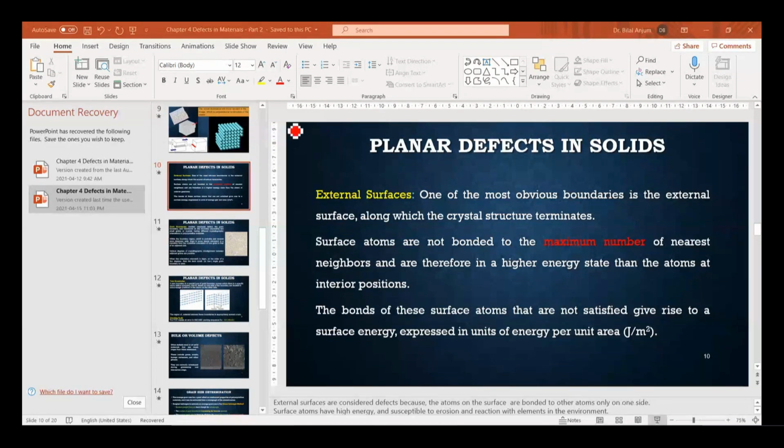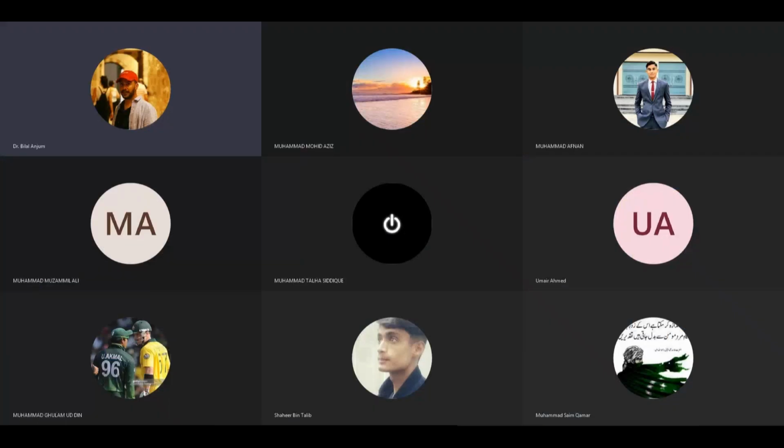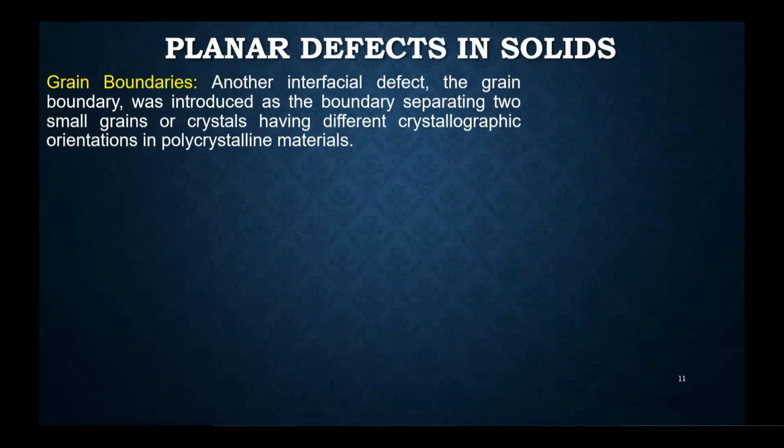Excuse me sir, the slide is not changing on our side. Only the planar defects in solids is showing, and that too with an incomplete screen. All right, let me share it again and see if it works. By the way, is my voice clear to you guys? Yes sir, your voice is clear, and the slide has come too. Is it better now? Yes sir, now planar defects in solids is showing. Okay, all right.